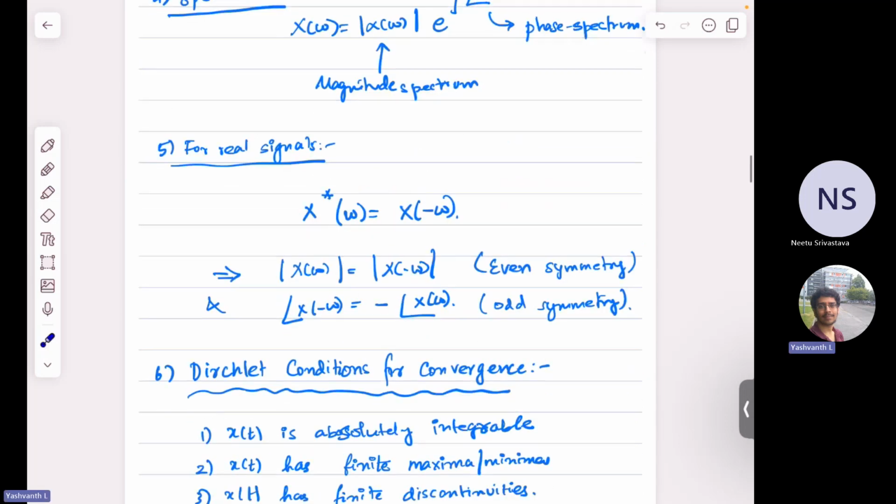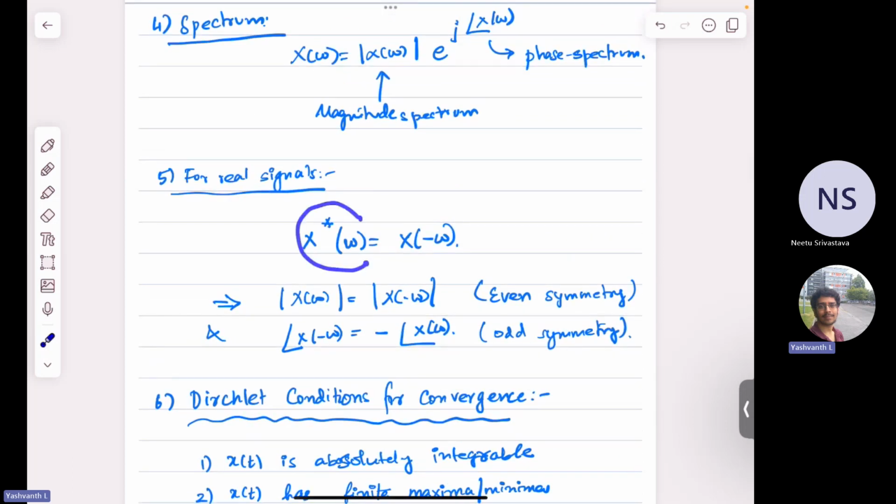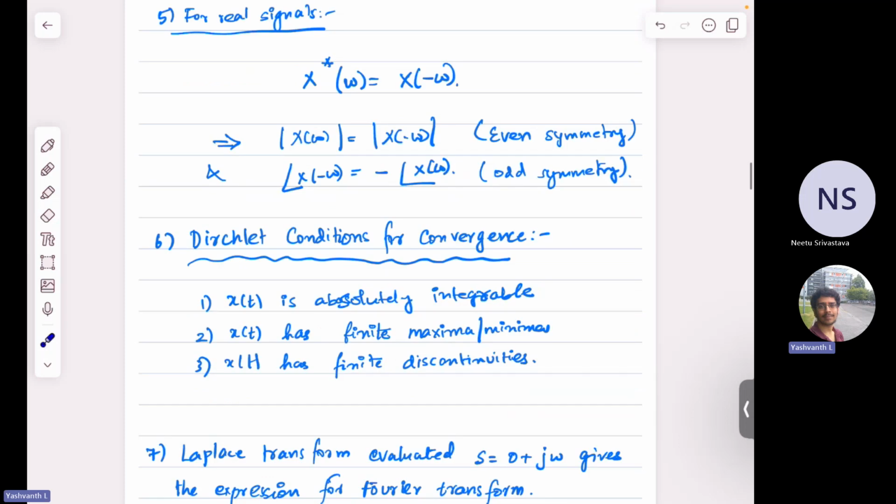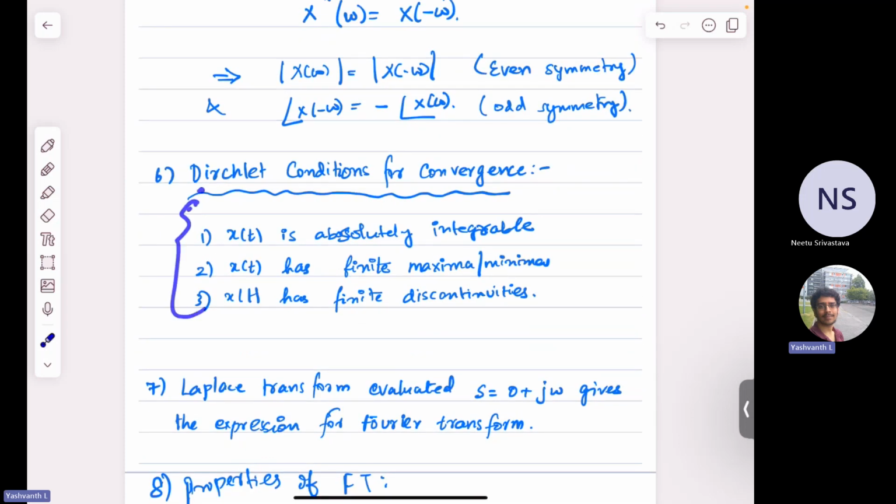Now for real signals, you can show that X conjugate of omega is equal to X of minus omega. If you recall your Fourier series properties, we had seen something like this. As a result, mod of X of omega is the same as mod of X of minus omega. This is called the even symmetric nature of your magnitude response. And angle of X of minus omega equals minus of angle of X of omega. This is called the odd symmetric nature of your phase response. We have seen this even for a Fourier series. We are now just extending that to Fourier transforms, which is applicable even for an aperiodic signal. That's all. Again, similar to Fourier series, we have some conditions known as the Dirichlet conditions for convergence.